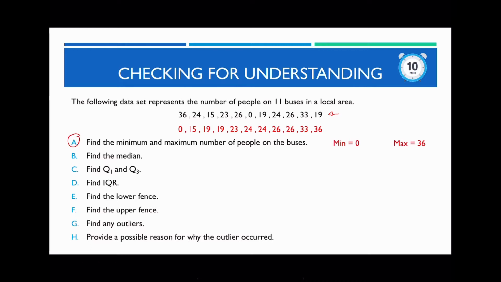To answer part B, find the median, we just cross out the numbers from either end and progressively make our way to the center. So this is what it would look like if you did this correctly. In this case, your median is going to equal 24.